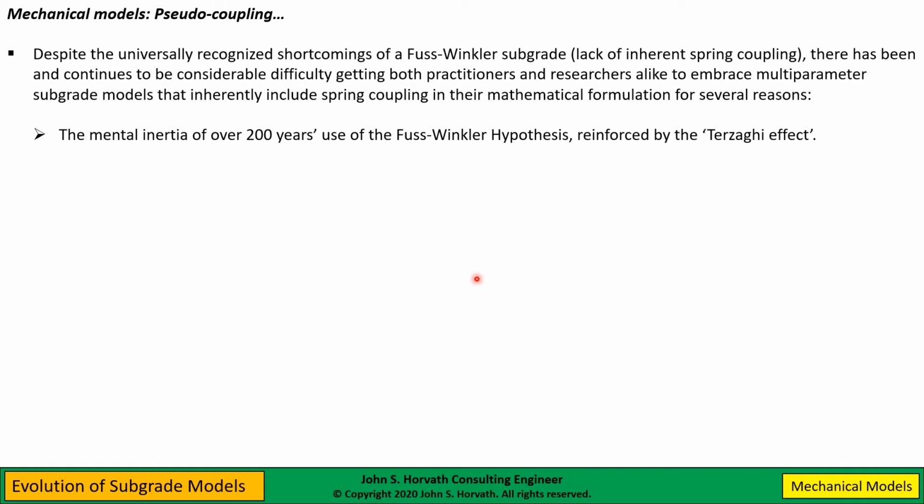It's been, in my experience, difficult to get both practitioners and researchers to embrace multi-parameter subgrade models. And this is something I've thought about quite a bit over the last 40 plus years that I've been researching this topic. I think there's a certain mental inertia of the Fuss-Winkler hypothesis, which goes back something like 200 years now, as well as what I call the Terzaghi effect.